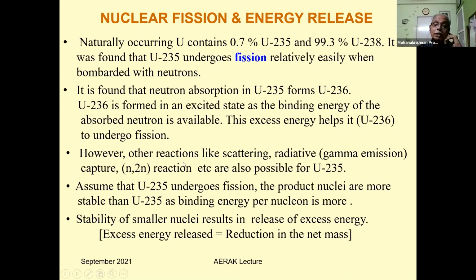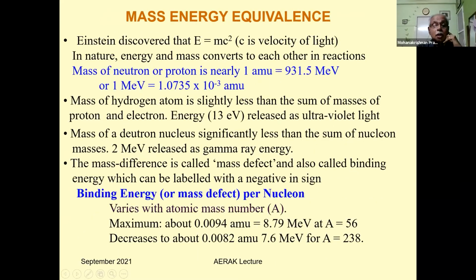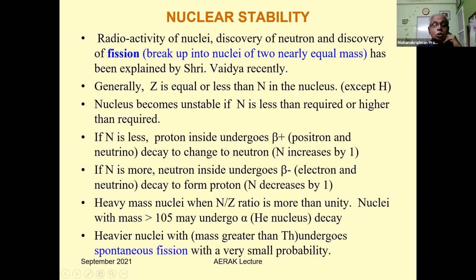However, other reactions like scattering, radiative capture, and (n,2n) reactions are also possible in U-235. So assume that out of all these reactions, fission takes place. The product nuclei are more stable than U-235, as the binding energy per nucleon is higher for lesser mass. So the stability of smaller nuclei results in the release of energy. So this can be calculated.